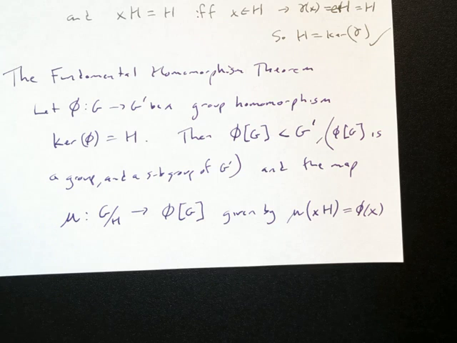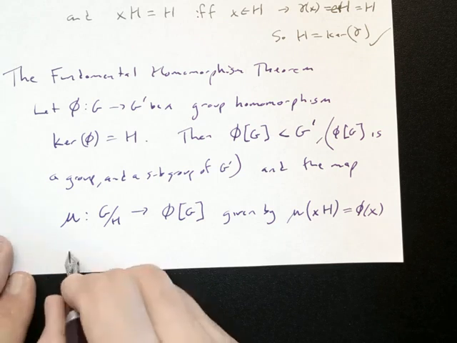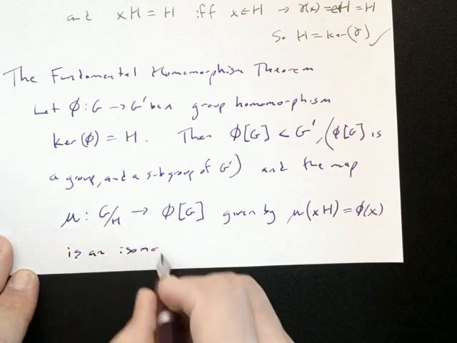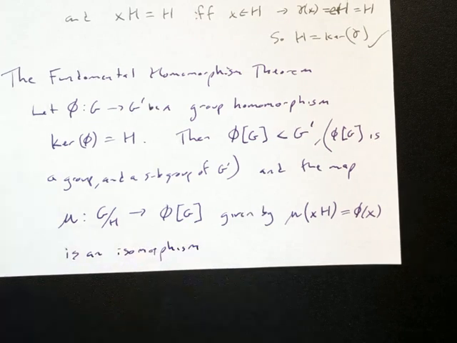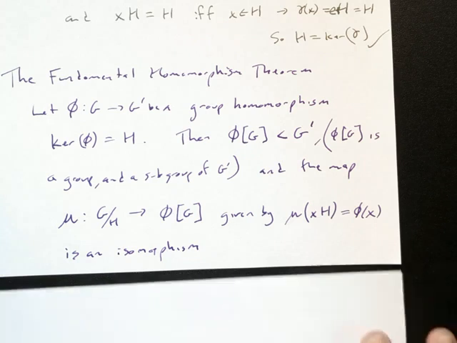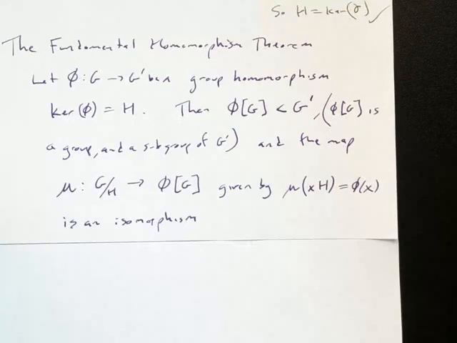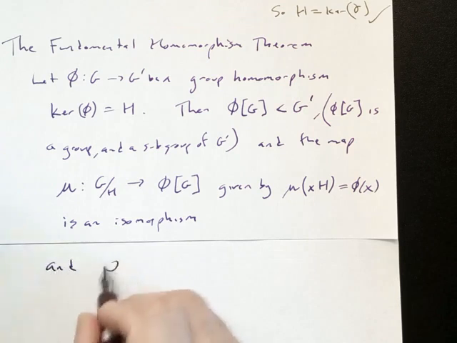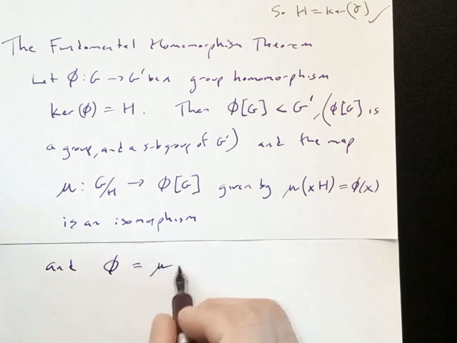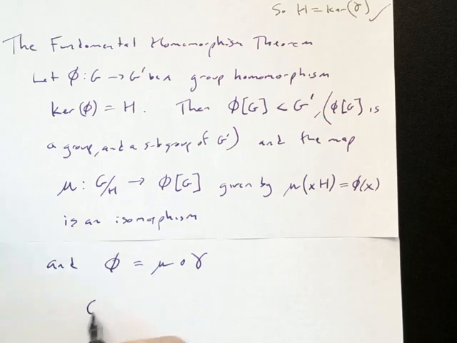That map is an isomorphism. And that diagram, that triangle that we've drawn, shows me that phi is decomposable into looking at the cosets and then looking at this isomorphism. Copy the picture over here so it's in the notes for us to see it.